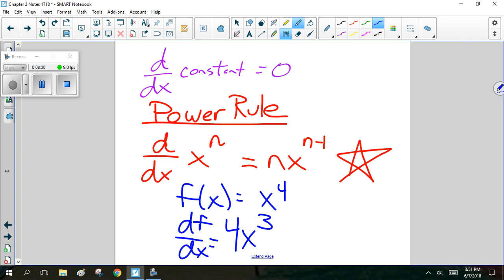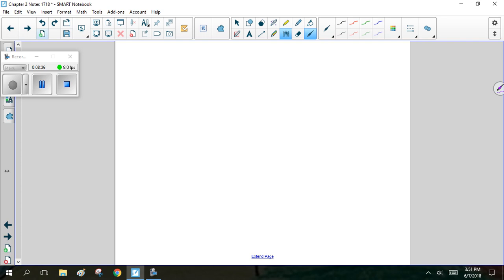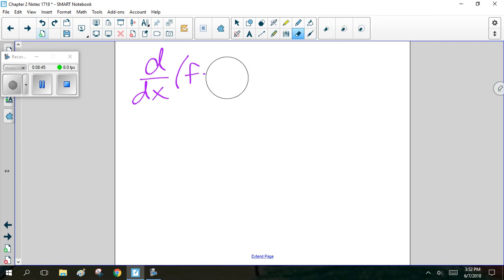Okay? All right. Next example. Suppose we want to find the derivative with respect to x of two functions being added together. Let me write it this way. No, I guess we're using blue.